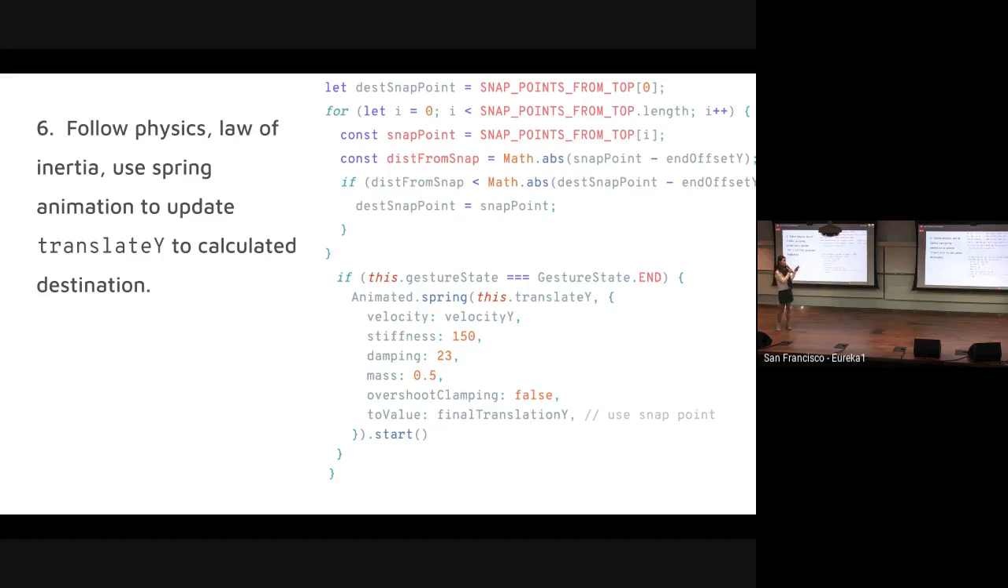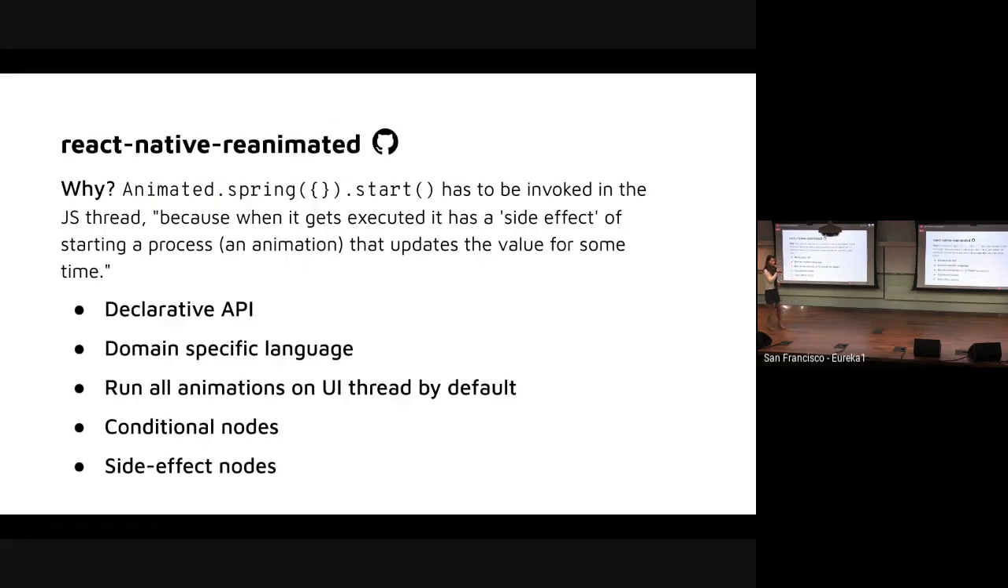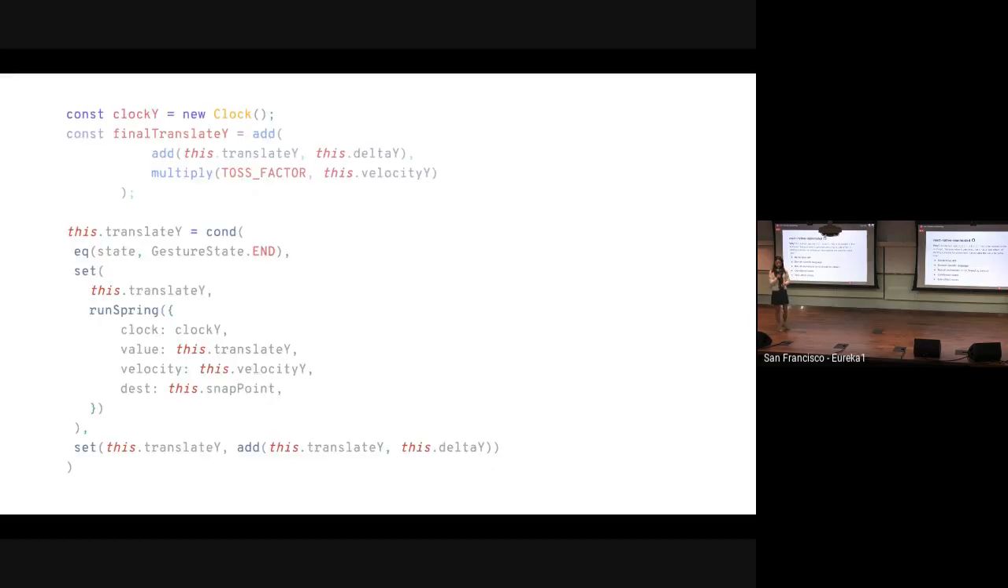And here is how we calculate the snap points. We have to create a loop, and this loop will run every time we want to handle a gesture state change. And that's a lot of calculation. So to avoid that, we chose to use React Native Reanimated. What that allows us to do is create nodes that have side effects. And the side effects are those timers that we kick off to start our spring animation.